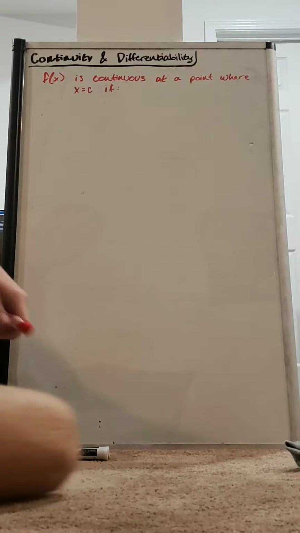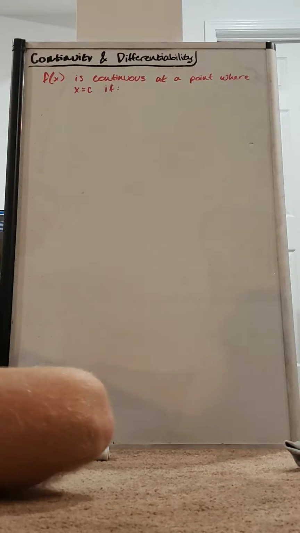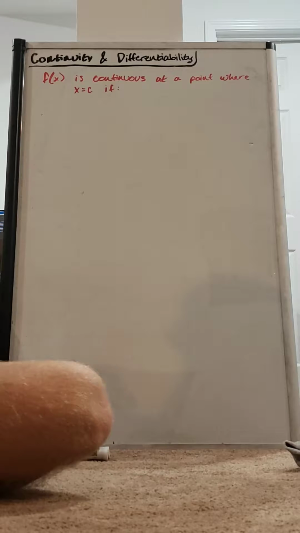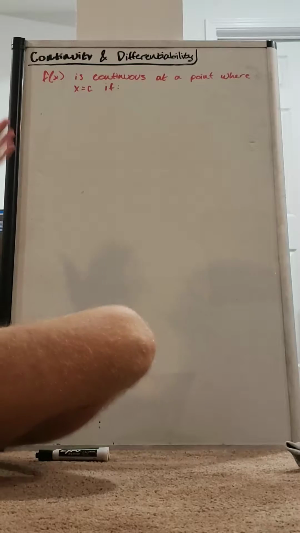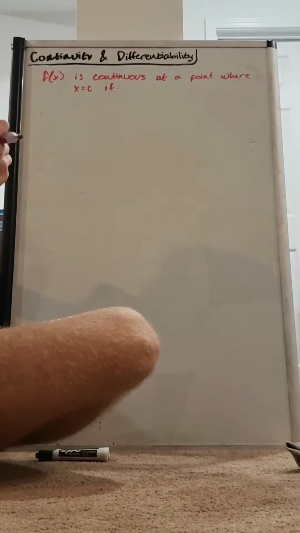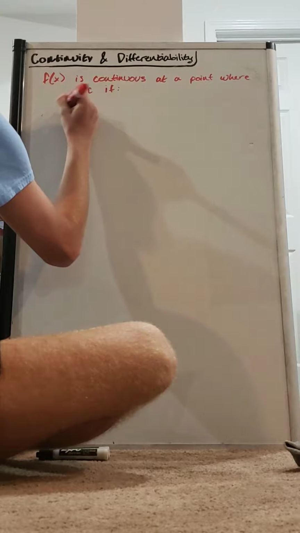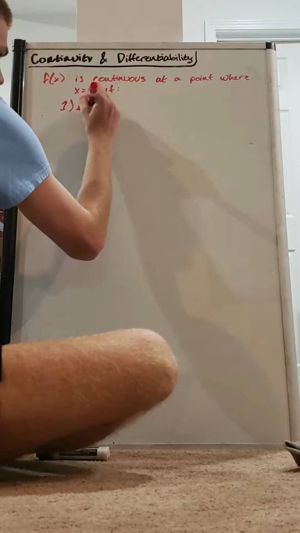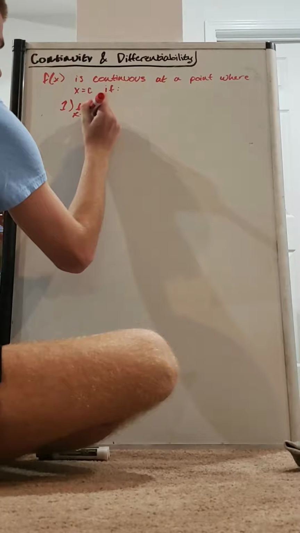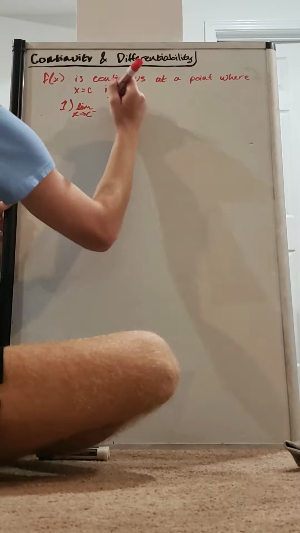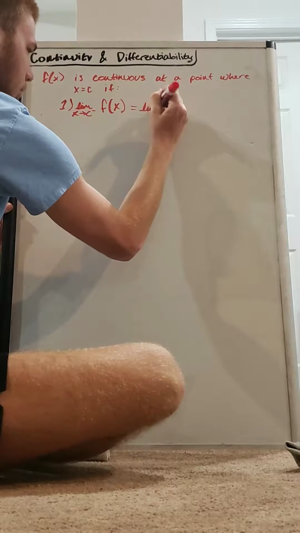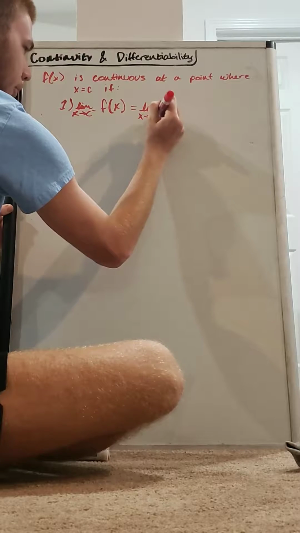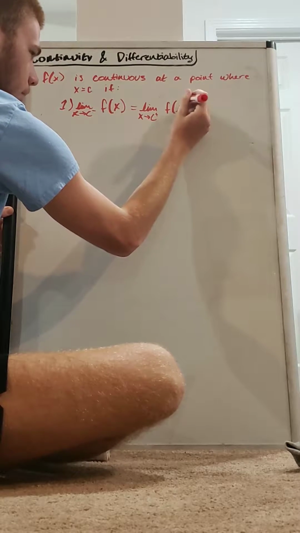Okay, so today we're going to be talking about continuity and differentiability, and we'll start with continuity. Continuity, as the name implies, just means is a function continuous, and for a function to be continuous at a point where x equals c, it has to meet three conditions. So first, the limit as x approaches c from the left side, that's what this negative means, of the function has to be equal to the limit as x approaches c from the right side of that function.